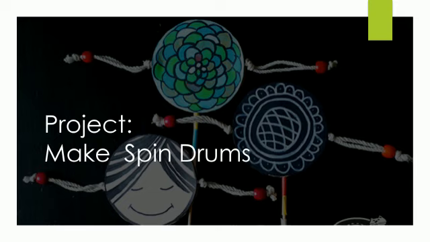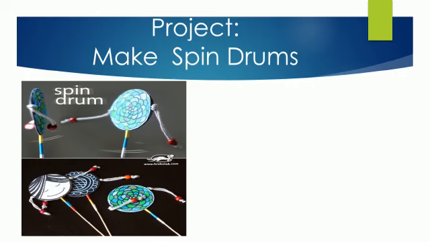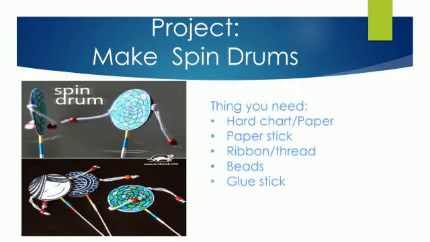Dear students, do you know we can make musical instruments also? And today we will make spin drums. Can you see spin drums in this picture? Are you ready to make it? So let's make it with me. To make a spin drum, we need hard chart or paper, a paper stick, ribbon, beads and a glue stick.